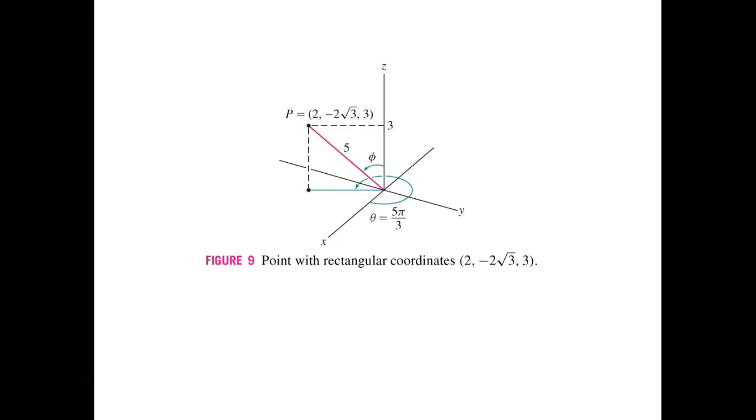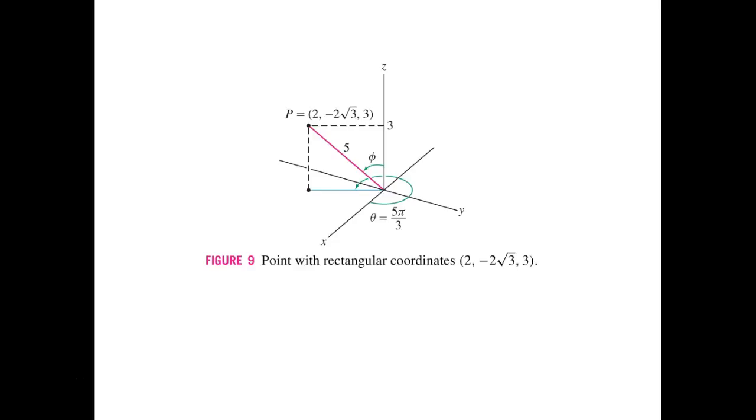That would be 4 plus 12 plus 9. 4 plus 12 is 16, plus 9 is 25. Square root of that would be 5. So your rho is 5. I gave you an easy one.